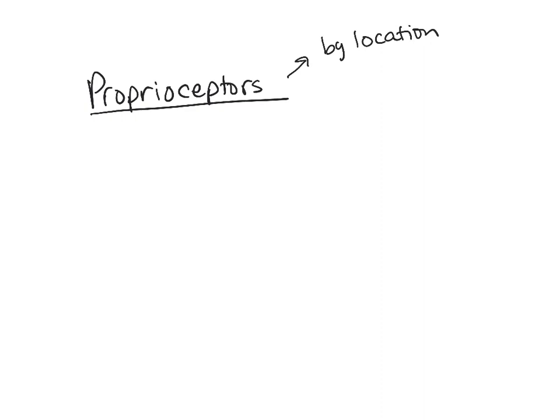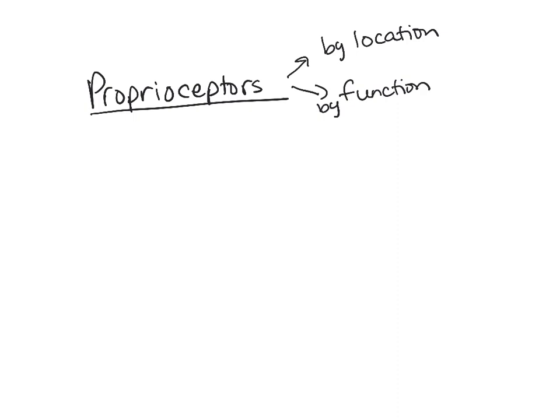Proprioceptors are the last type of mechanoreceptors that we want to talk about. Now, if you remember, we said that proprioceptors could be a way to classify by location, meaning they're going to be in the joints and even in skeletal muscle. But we can also use proprioceptors as a classification for function, right? So that's what I'm talking about right now, classifying them by function.